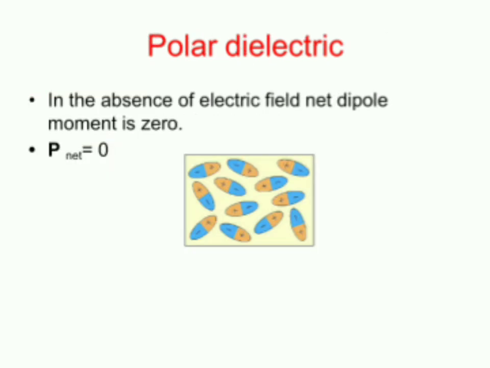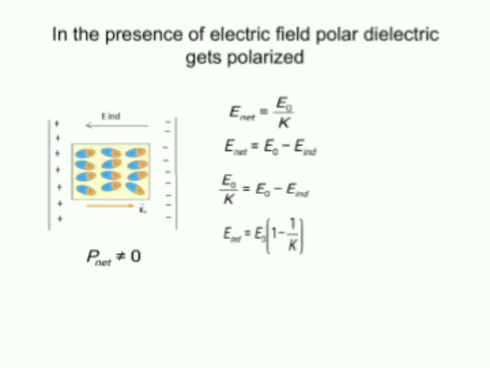Now if you take a polar dielectric, in the absence of an external electric field, these dipoles, which are indicated by ovals, are randomly arranged inside the material, and because of this random arrangement, the net dipole moment becomes 0. But when you apply an external electric field, indicated by the yellow arrow E0, these electric dipoles align such that the negative part of the dipole is towards the positive plate and the positive side is towards the negative plate.